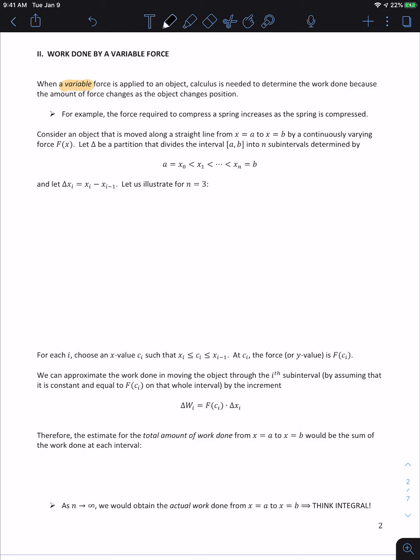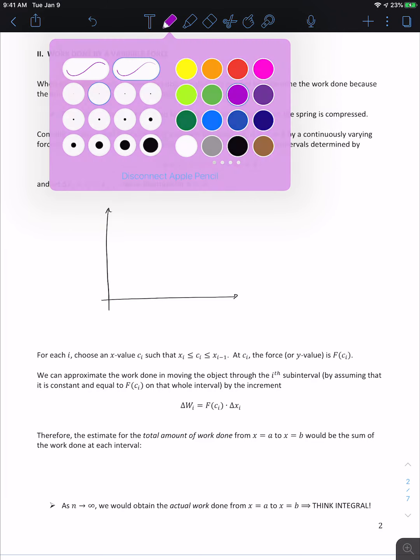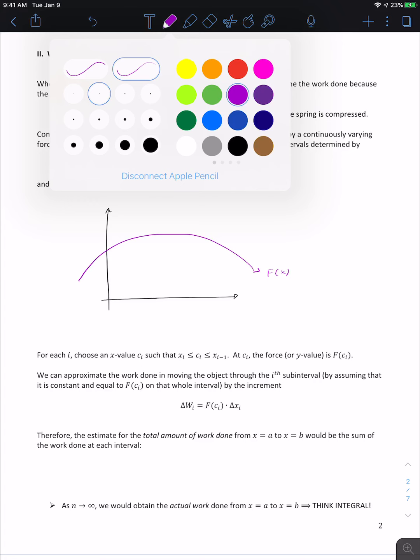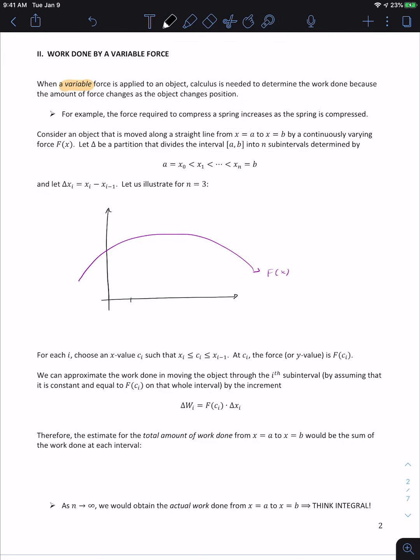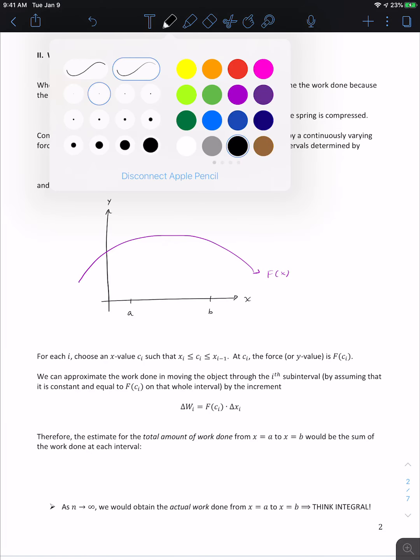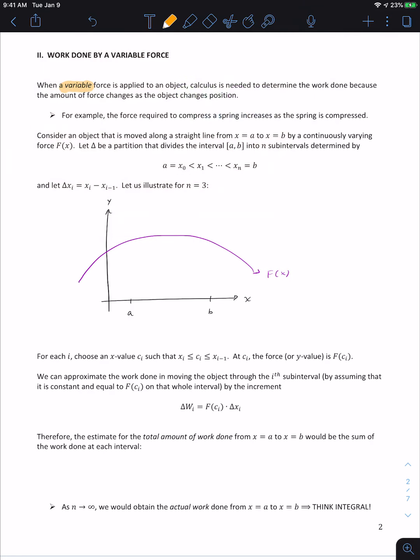Right, so let's go ahead and draw a picture of what we've got going on here. So let's draw my force function here. Maybe a little bit neater. My force function here, so this is my big F of x, and I'm moving this object from A to B, right, on my x-axis here. Here's x, here's y, right? And so now what we're going to do is, just like before, we're going to partition this. This time we're going to do it for, let's say, n equals 3.